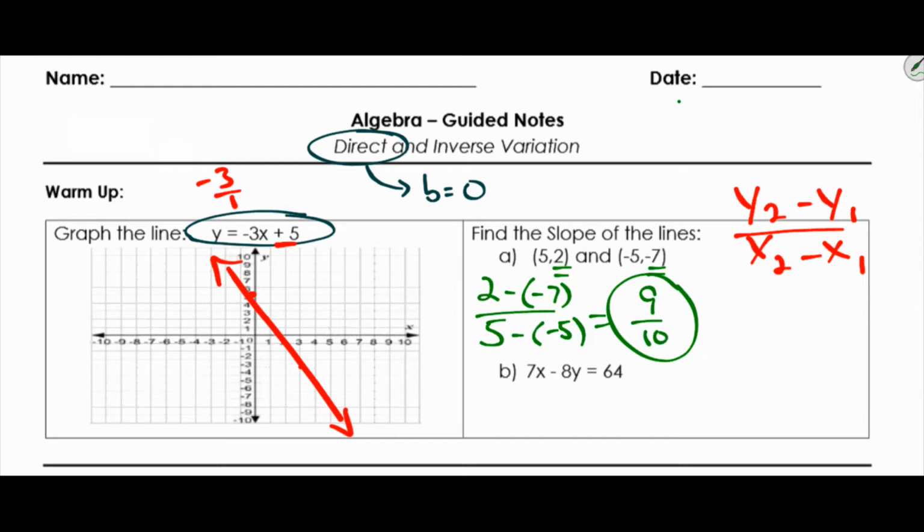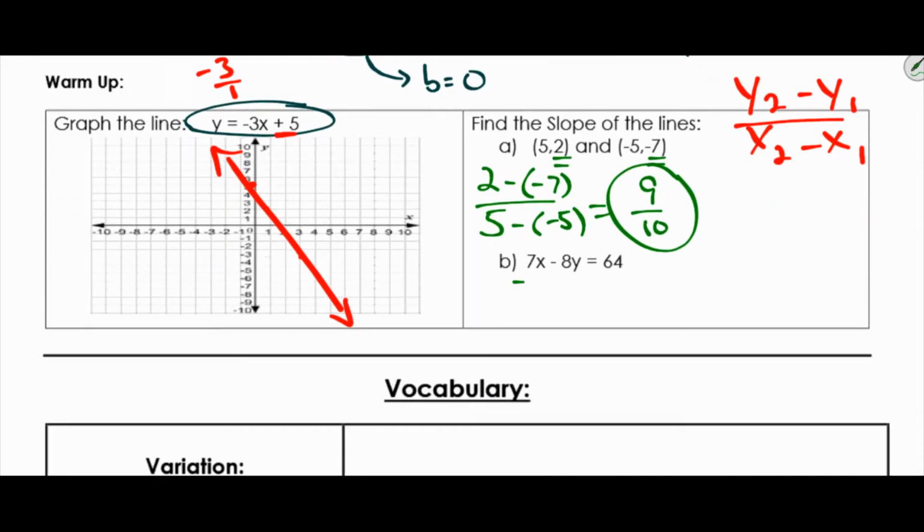The next one, I have to rearrange that so that I get it into slope-intercept form. I really want it to look like this, where y is completely by itself, and then I can just identify the slope from the equation. So all I'm going to do is subtract 7x from both sides. That gives me negative 8y equals negative 7x plus 64.